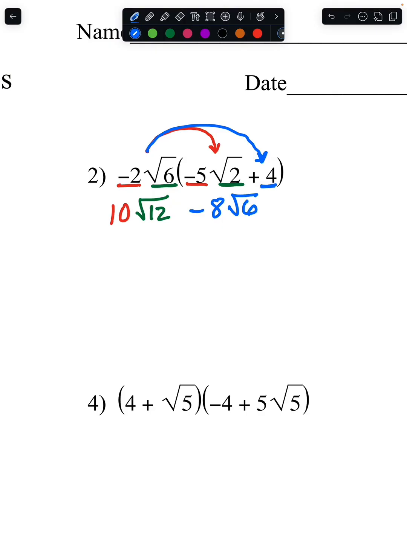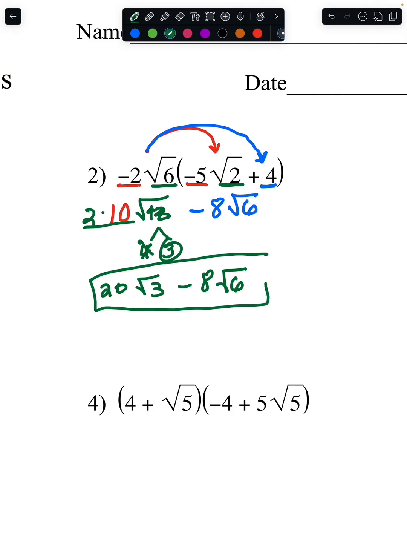But because we have this 12 here, we have to see if we can break it down, because we always check to make sure it can or cannot be broken. 12 breaks down into 4 and 3. 3 is prime. The square root of 4 is 2. So that goes with that. This 3 is still under the radical, so that 12 is no longer there. So our answer to this first part is going to be 20 square root of 3 minus, and then 6 only breaks down to 2 and 3, so that's as far as it goes. Negative 8 square root of 6.